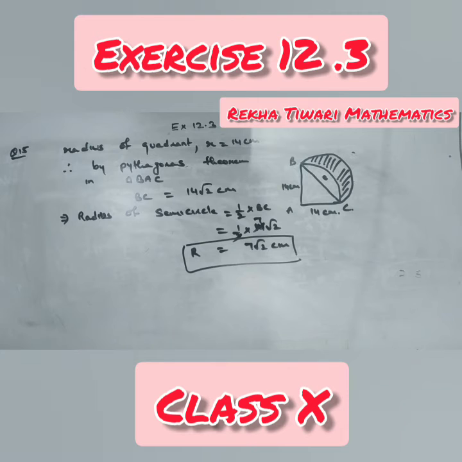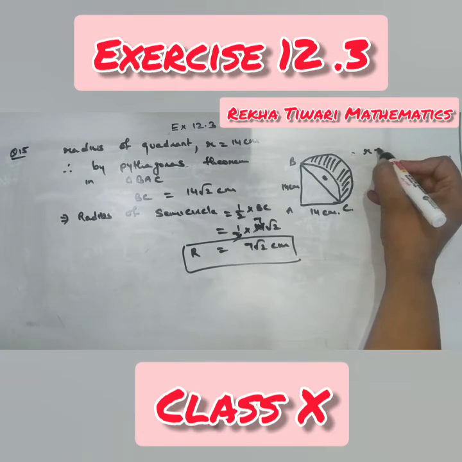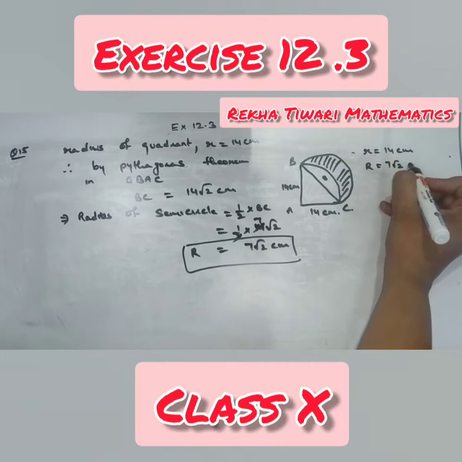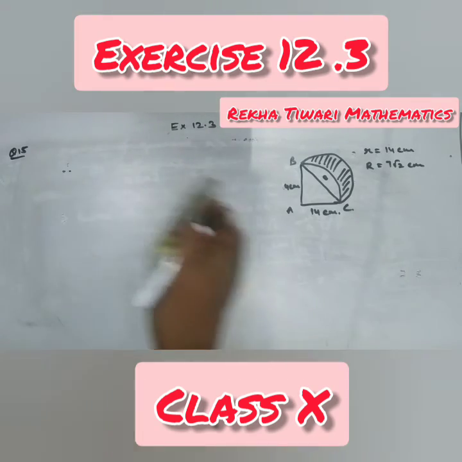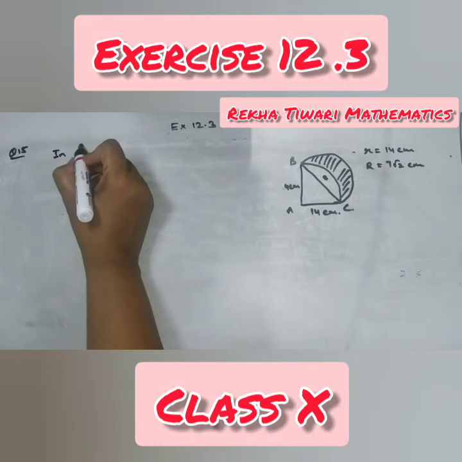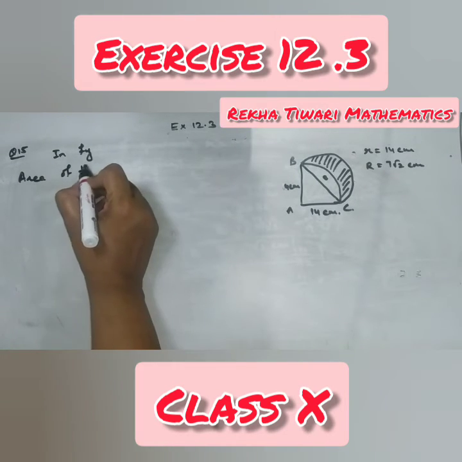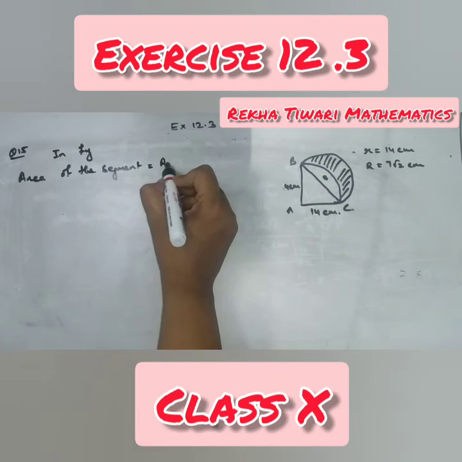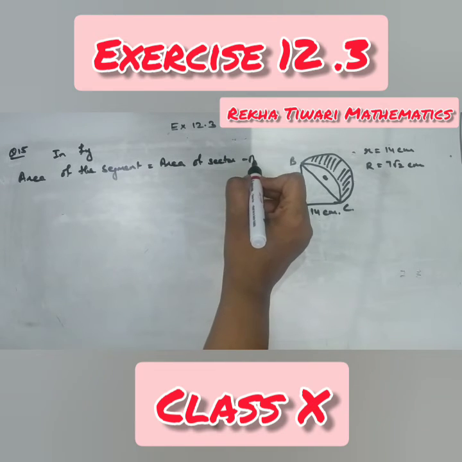Let us calculate the area of the segment. Okay, let me write down the information. Here small r is 14 centimeter and capital R is 7 root 2 centimeter. Let us calculate the area of the segment now. So in the figure, area of the segment, what is the formula? Area of sector minus area of triangle.